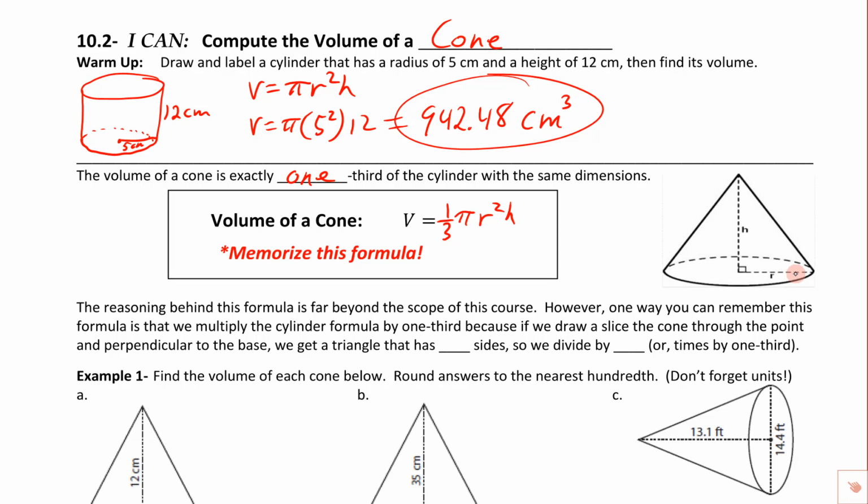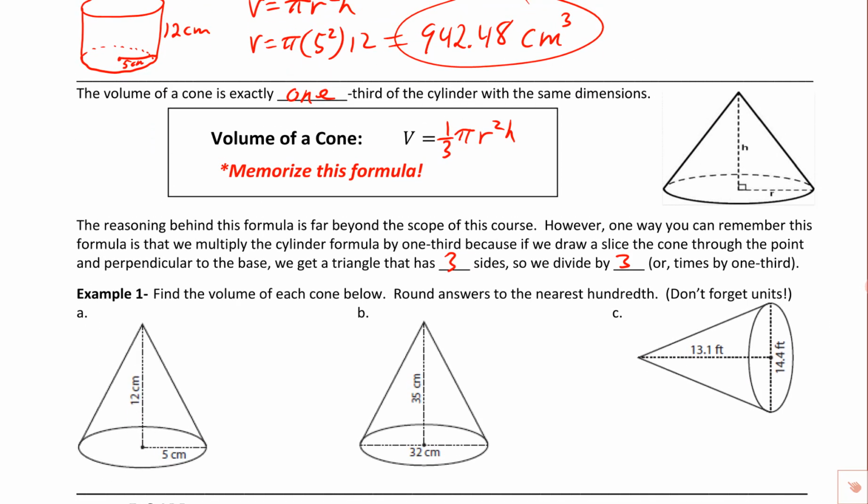Okay, one way that you can remember this is that we multiplied the cylinder formula by 1/3 because if we draw a slice of the cone through the point perpendicular to the base, we get a triangle. So if we kind of slice it like this, we get a triangle, and a triangle has 3 sides, so we're going to divide by 3 or times it by 1/3 in order to come up with the volume. Now that's not a technical argument, it's not a proof, but the idea is we're going to have to divide by 3 or multiply by 1/3, and the fact that this kind of has a triangular cross section might help you remember that.